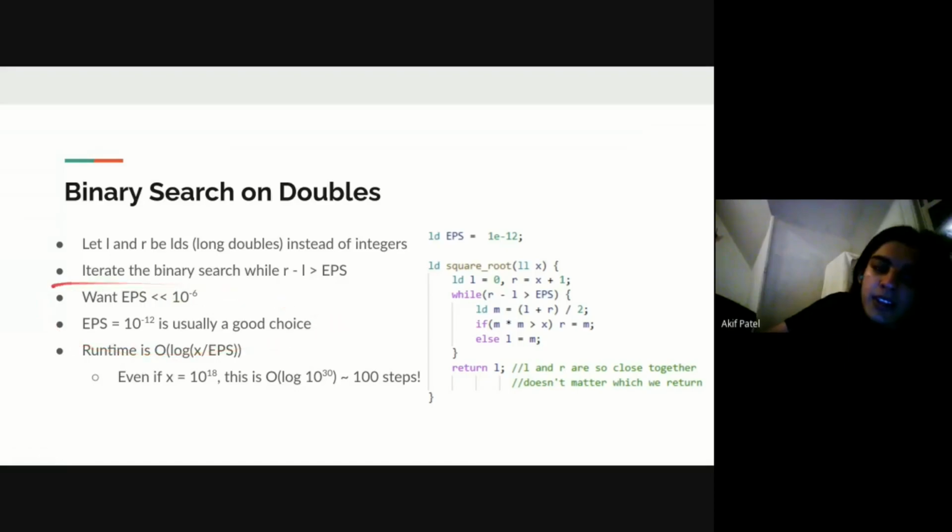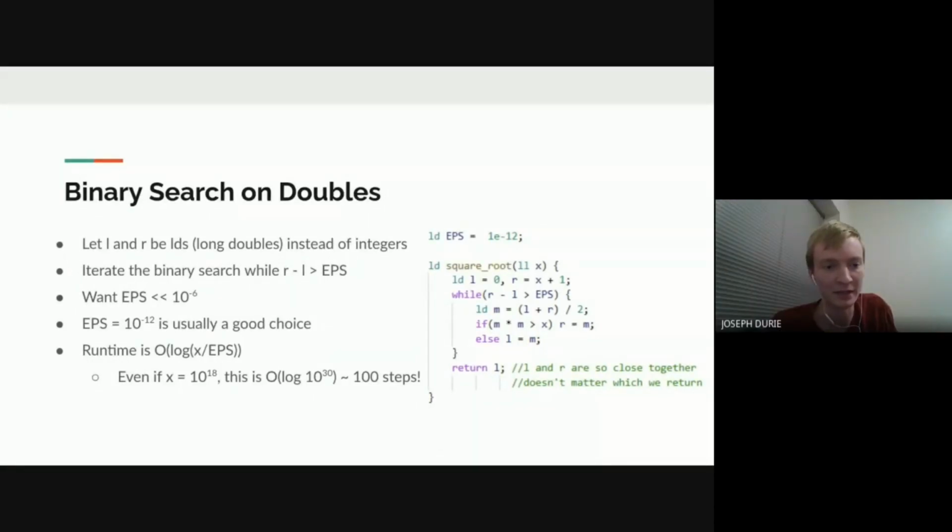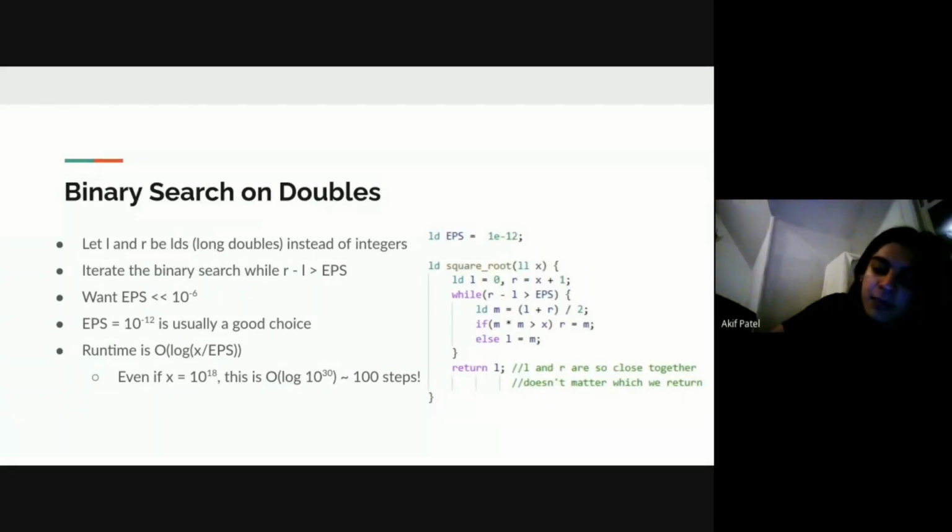Was your problem set up so that the answer had to be within 10 to the negative 6 or something? I don't know. Either way, it's good to go overkill on epsilon. Yeah, that's a good point. Because binary search is so fast, you can always lower the epsilon to a very small value, and it's perfect. For LDs, 10 to the negative 12th is pretty standard and good.